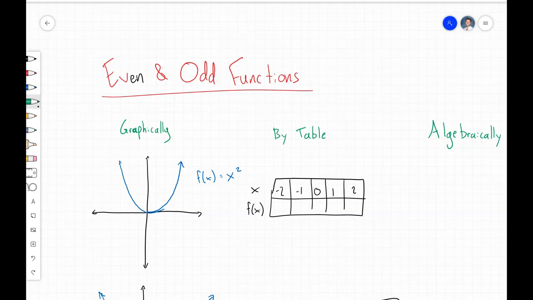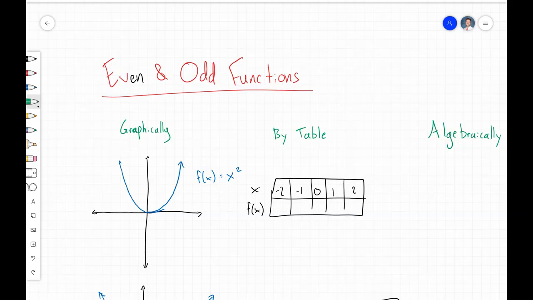So if we look at it graphically, we know that an even function is going to be symmetric across our y-axis. So we can see, for example, this graph of f of x equals x squared. We can see the symmetry here. Our axis of symmetry is x equals 0. And so we can see that that is an even function.